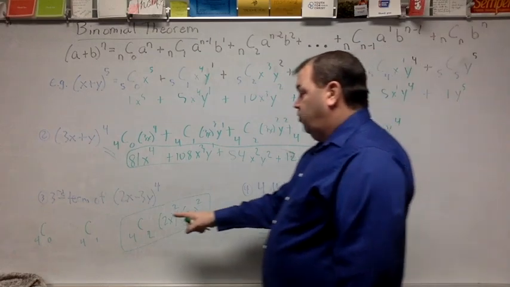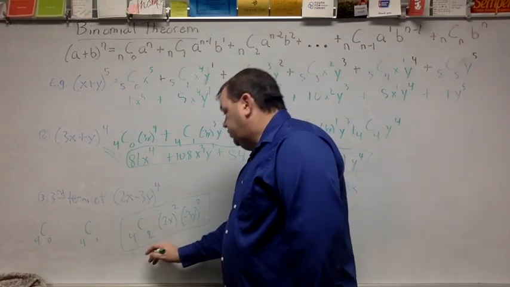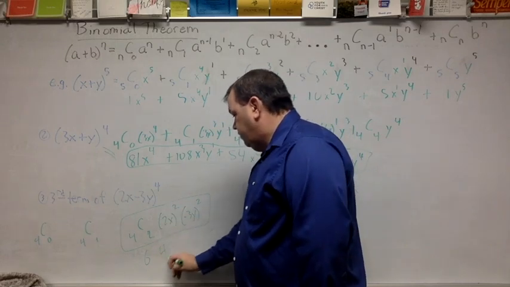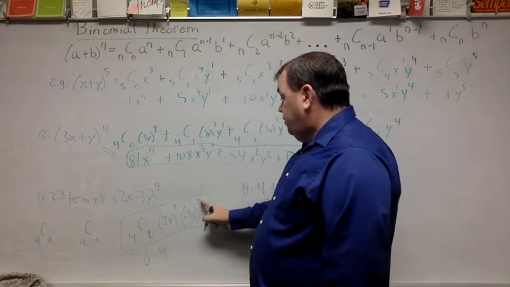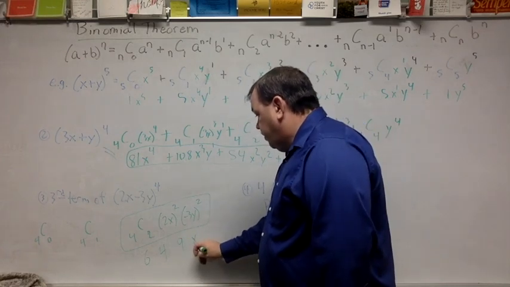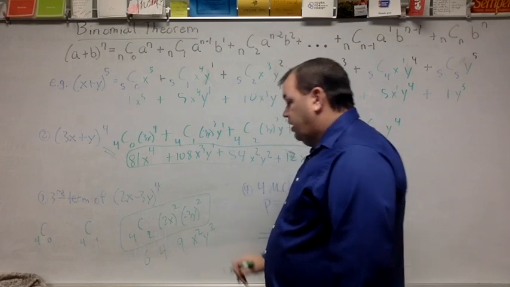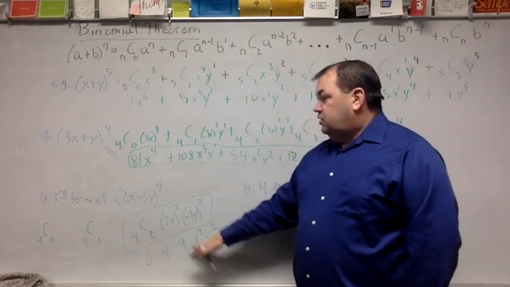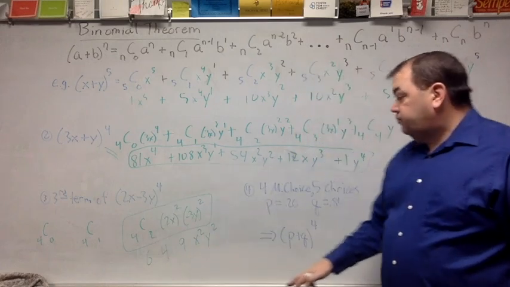So I need to take 4 choose 2, which is 6. I need to take 2 squared, which is 4. I need to take negative 3 squared, which is 9. I need to multiply that out. And I also have my x squared and my y squared on there. So if I multiply this out, I get that third term.